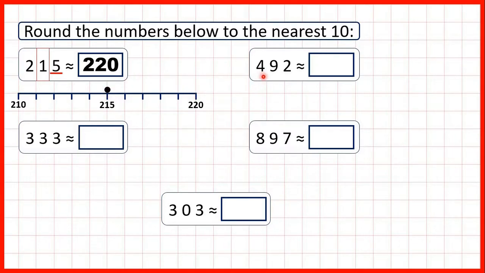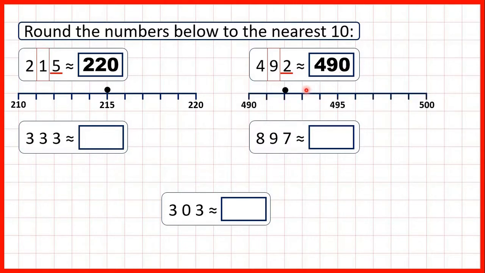Now we have 492. Again, we can circle our tens digit and underline the digit to the right, underline our ones digit. So remember, 5 or more, we round up, but 4 or less, we round down, and we have a 2, so we're rounding down. That means the digit we've circled stays the same, so we have 490, because digits to the left stay the same, and because we're rounding to the nearest 10, our ones digit turns into a 0.